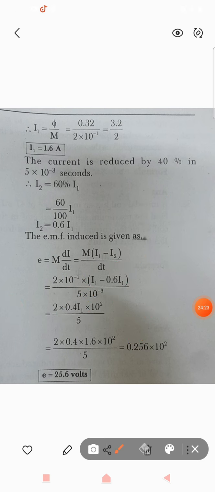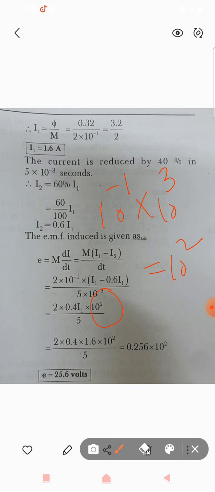So here you can observe that the 10 powers will be collected: 10 raised to minus 1 multiplied by 10 raised to plus 3. So that becomes 10 raised to 2. So that power will be written here, 10 power plus 2. So 2 into 0.4 I1 into 10 power 2 divided by 5.